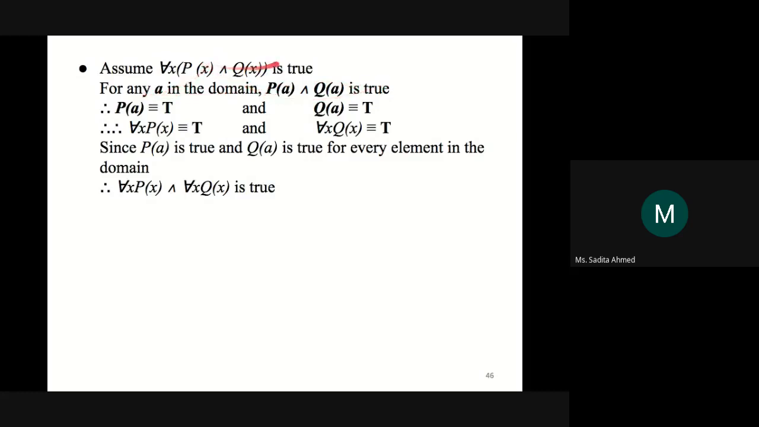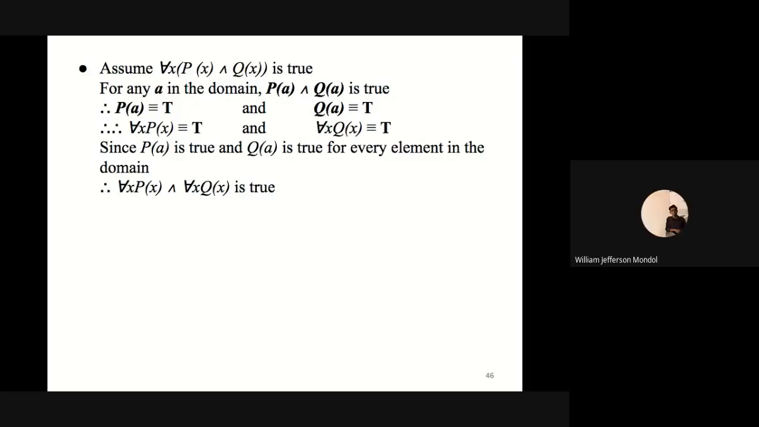Since a is from the domain, and based on the assumption that this statement is true for all values of the domain, and a is from the domain, we can say that P(a) and Q(a) is true. Everybody with me so far? Any confusion?